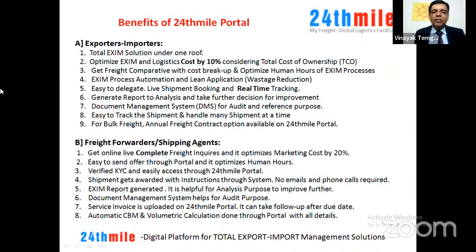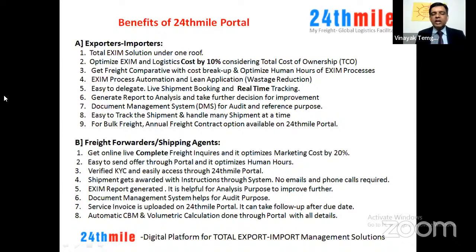For bulk freight, an annual freight contract option is there on the 24-mile portal. This is the benefit to the exporter and importer. And what is the benefit to the freight forwarder? They will get online live complete freight inquiries, and they can optimize their marketing cost by 20%. It is easy to send offers through the portal, and it can optimize human hours.